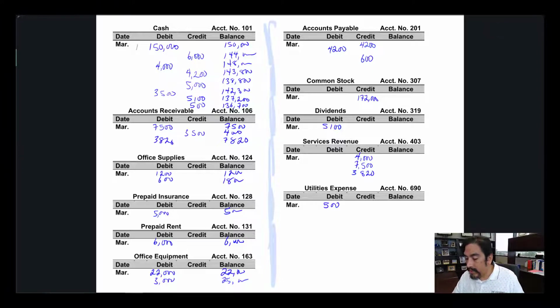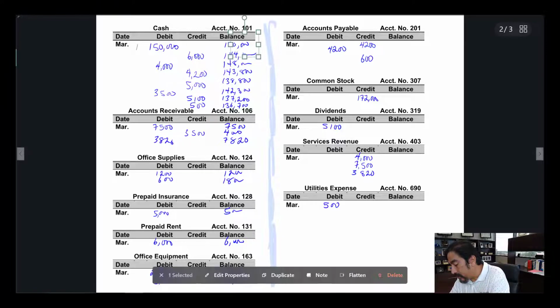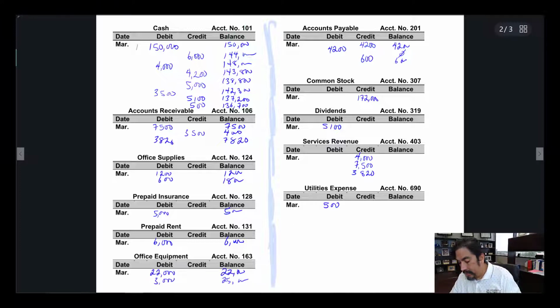When you get over here, you've got to think about what is the normal balance. So accounts payable is a liability account. It's got a normal credit balance. So that'll be $4,200, and then it drops down by $4,200, so it goes down to 0, and then it goes back up to $600. Okay, I'm going to stop right there. The answers are in the text.